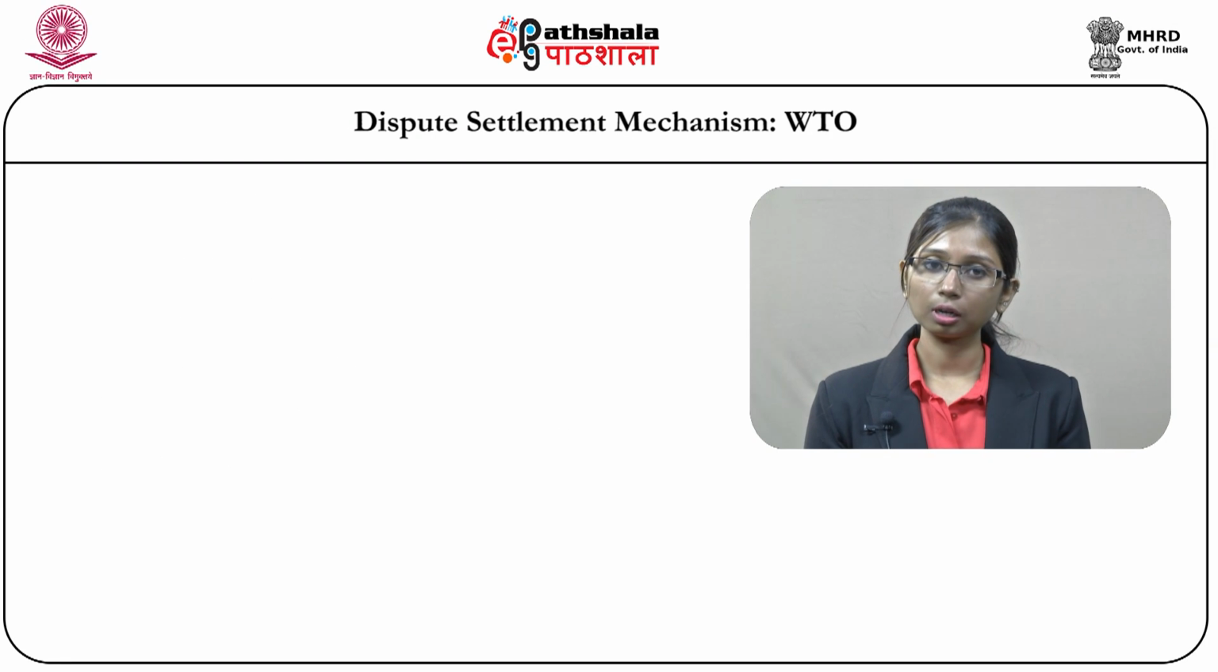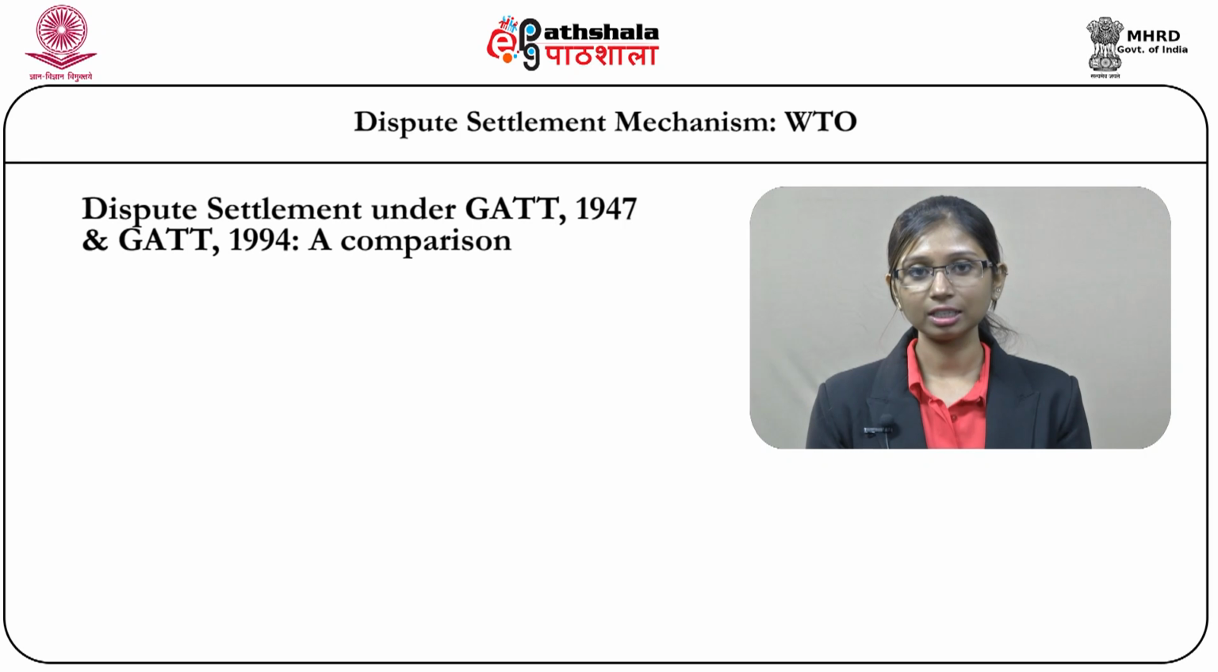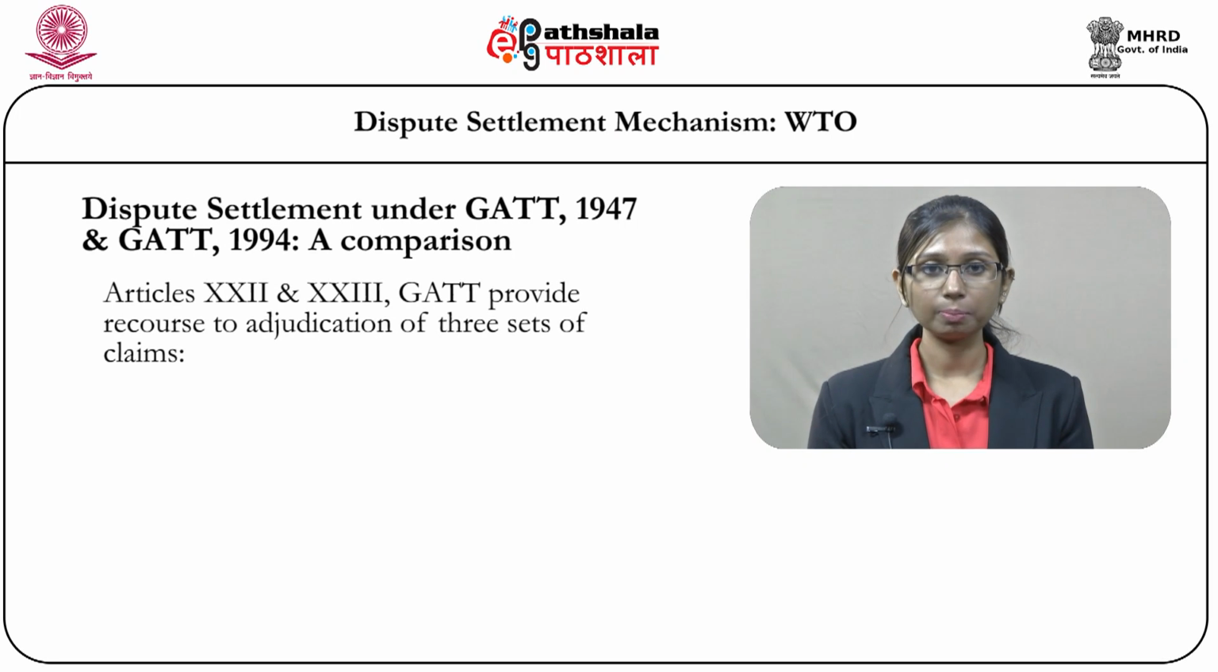Further, we move to the core articles in the GATT 1947 agreement, which laid the foundations for the modern DSB. The two articles to be mentioned here are Articles 22 and 23 of GATT. These articles set forth three types of claims that members may take forth before the tribunal in order to adjudicate them. The three sets of claims include, first, the violation complaint.